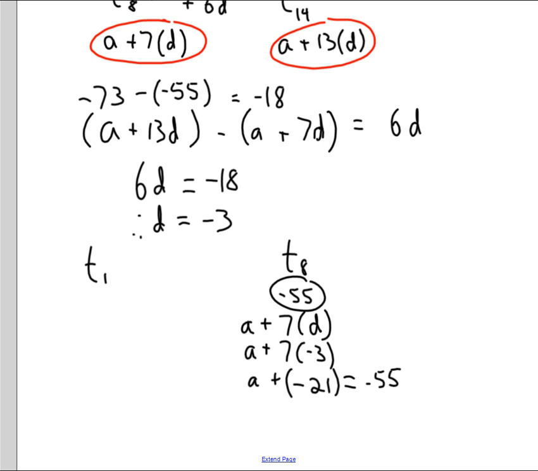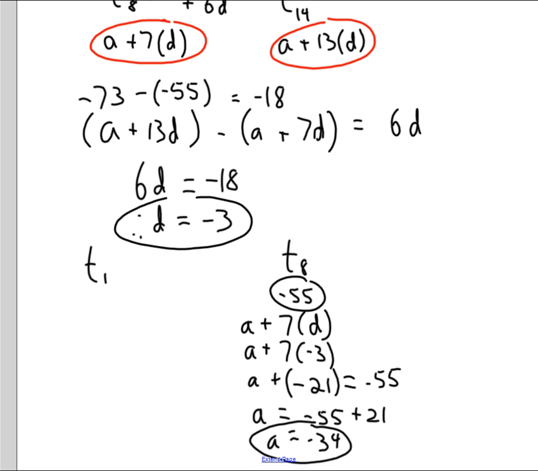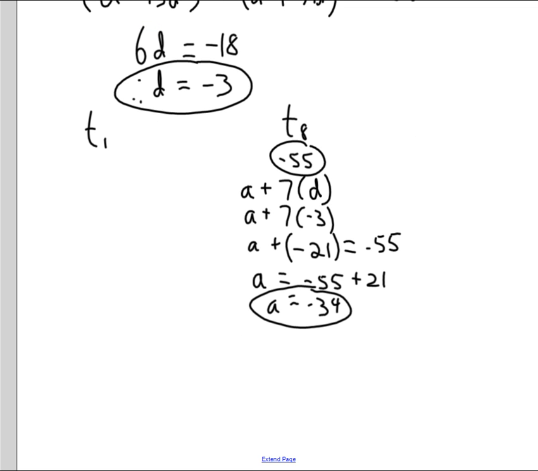Solving for that, we would get a is equal to negative 55 plus 21, which would give us negative 34. So we know that the first term in the sequence is negative 34, and we know that the common difference is negative 3. Now let's keep in mind how a recursive procedure works. A recursive procedure starts with initial term or terms. So we require term 1, which is a, which is negative 34.